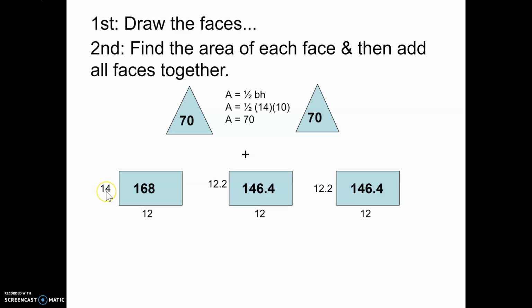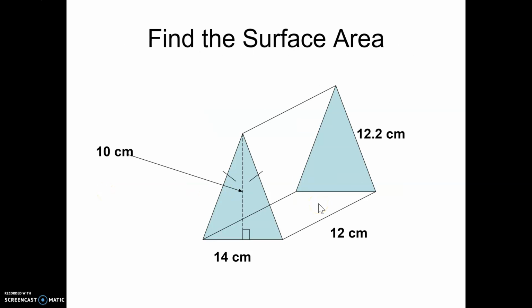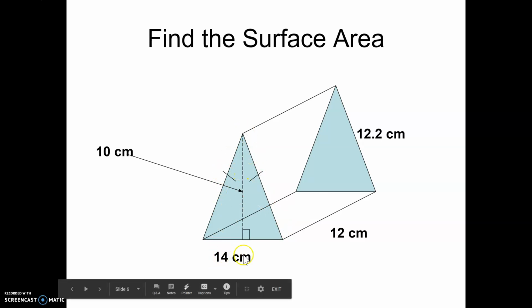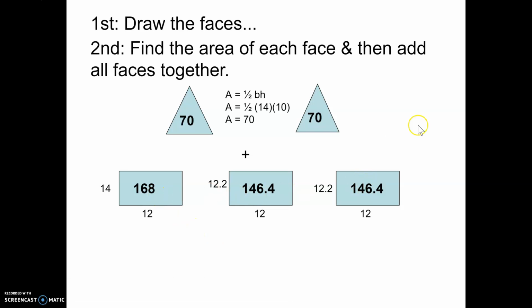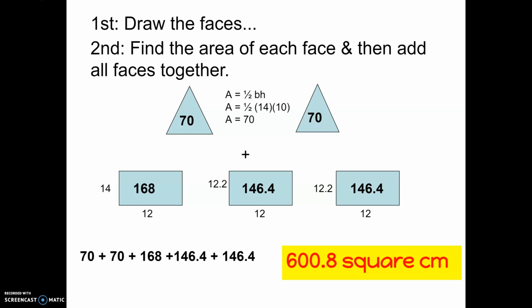Now go ahead and look at the heights of the rectangles. 14, 12.2, 12.2. I'm going to go back. That's the 3 legs of the triangle: 12.2, 12.2, and 14. So I'll find the area of each of those, and then I'm going to add all 5 faces together. 70, 70, 168, 146.4 twice. And I get a grand total of 600.8 square centimeters.